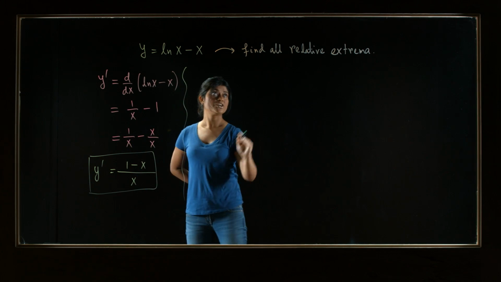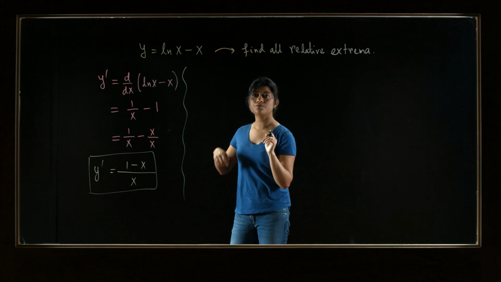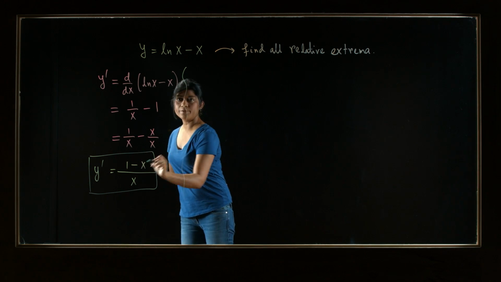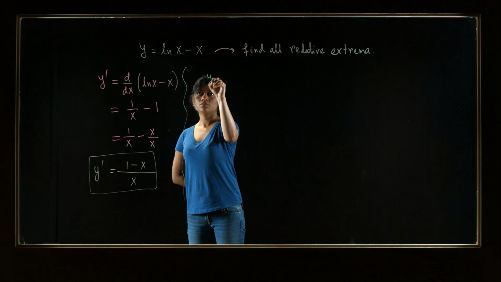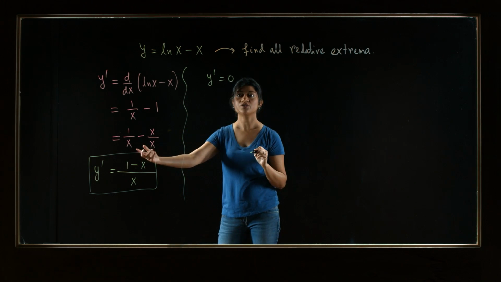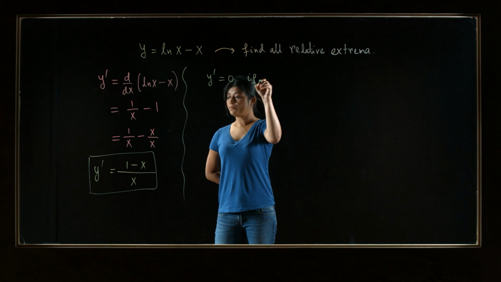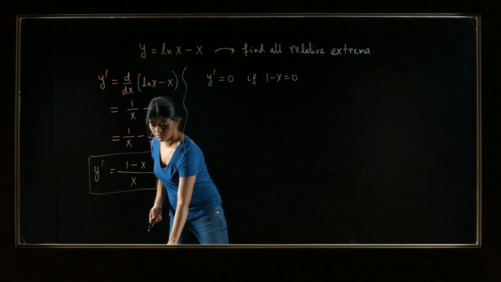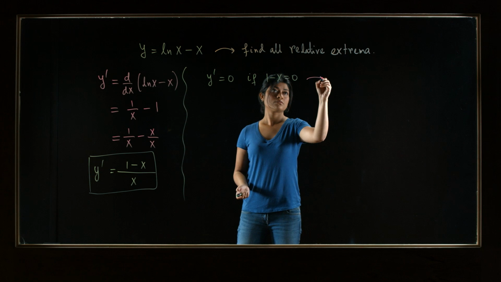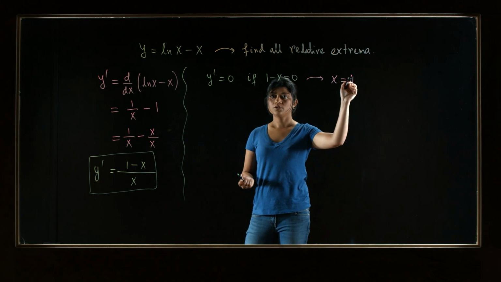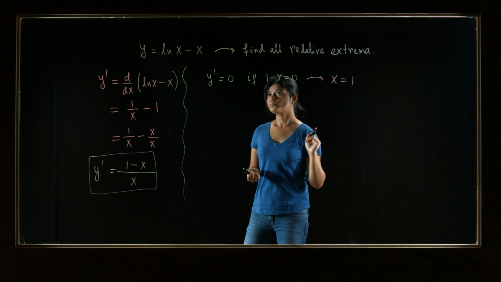Okay, so to figure out relative extrema, we need to find critical points. So where is y prime 0? Y prime is 0 if the numerator of this expression is 0, if 1 minus x is 0. And that means x is equal to 1. So that is a possible extrema.